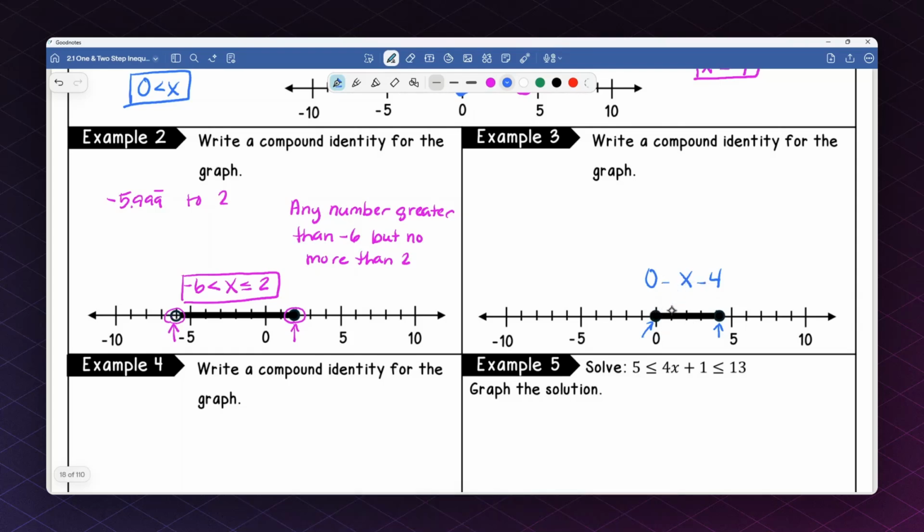Both of these are filled in circles, so I know we've got an equal component in it, right? Well, my x is going to be either greater than or equal to 0, or less than or equal to 4. So my number can fall anywhere between 0 and 4 and any number in between that. That is what this statement says.